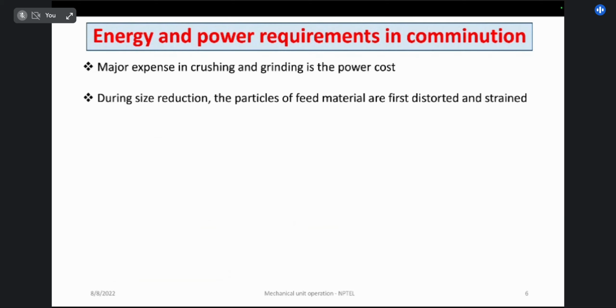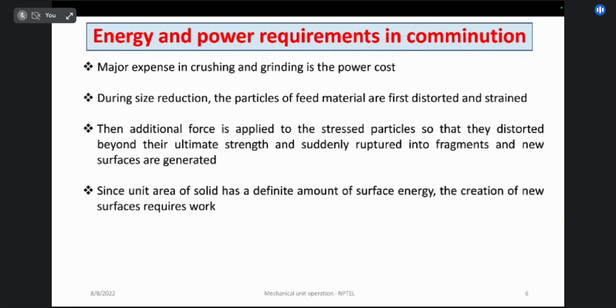During size reduction, the particles of the feed material are first distorted and strained. There are various different processes involved in the size reduction operation. First, materials are distorted and strained in order to reduce the size. Then the force is applied, and you always have to consider that the particles are stressed due to this distortion and straining. The particle is converted into a stressed particle.